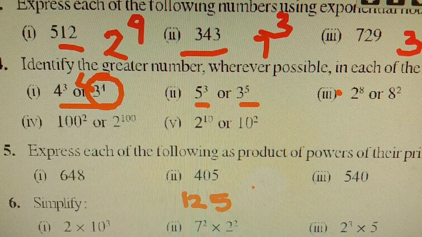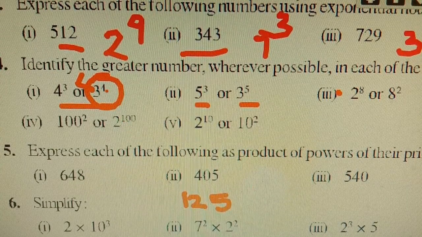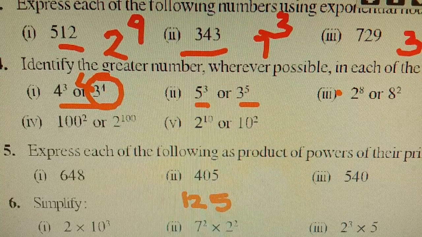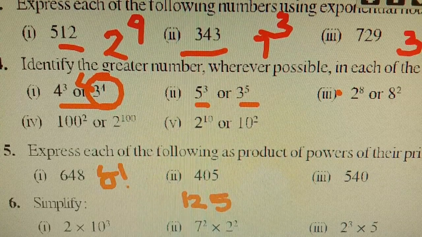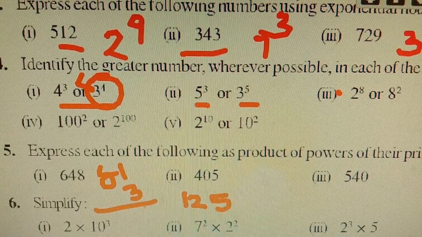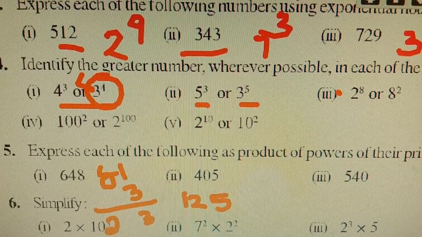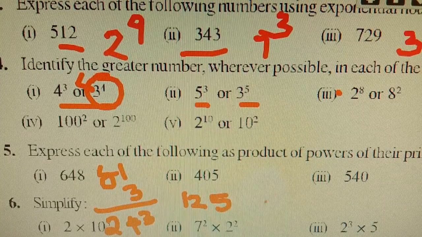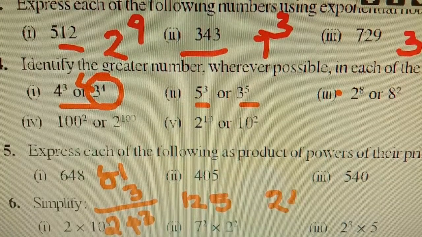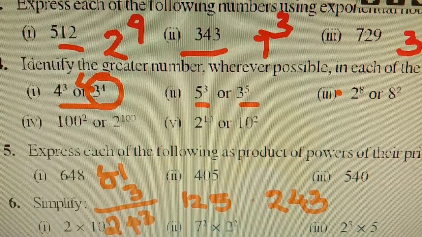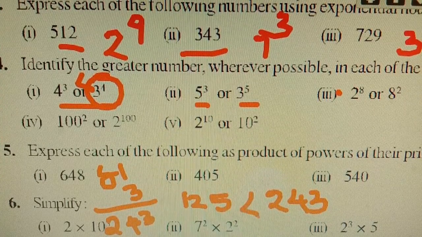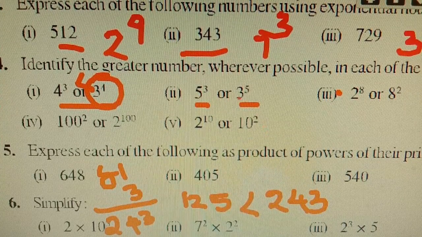That is 243. 125 and 243, by comparing, we can see 243 is greater. So 125 is less than 243, or 3 to the power 5 is greater. The bigger number, and we are circling. So 3 to the power 5 is greater here.